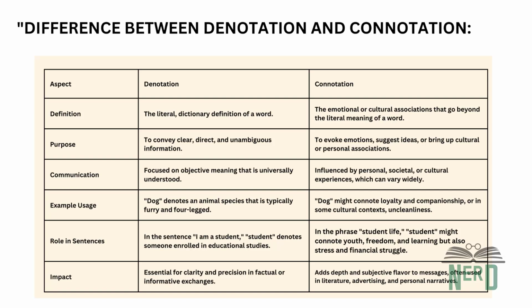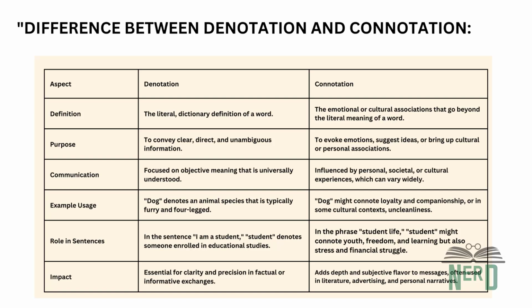Example usage. Denotation. For the word dog, the denotation would simply be the species itself, known for being furry and four-legged. Connotation. The word dog might also carry positive connotations like loyalty and companionship, or negative ones like uncleanliness in certain cultural contexts, depending on how people feel about dogs or how dogs are perceived in different societies.